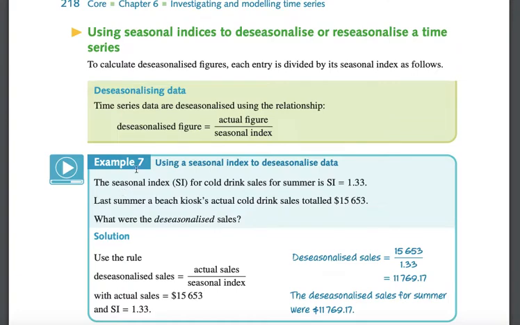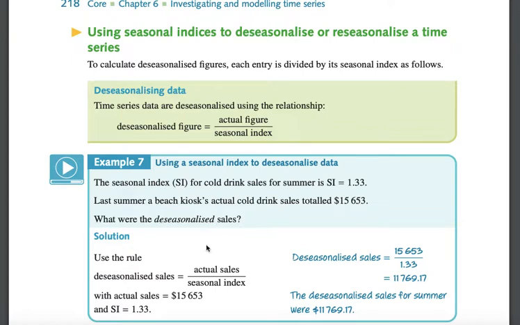Using seasonal indices to deseasonalize or reseasonalize a time series. This rule is pretty straightforward. If we want to deseasonalize a raw figure, we use the actual figure and divide it by the seasonal index. Here's an example. The seasonal index for cold drink sales for summer is 1.33. If we remember before, that means it's 33% higher in the summer. Last summer, beach kiosks' actual cold drink sales totaled 15,653. What were the deseasonalized sales?